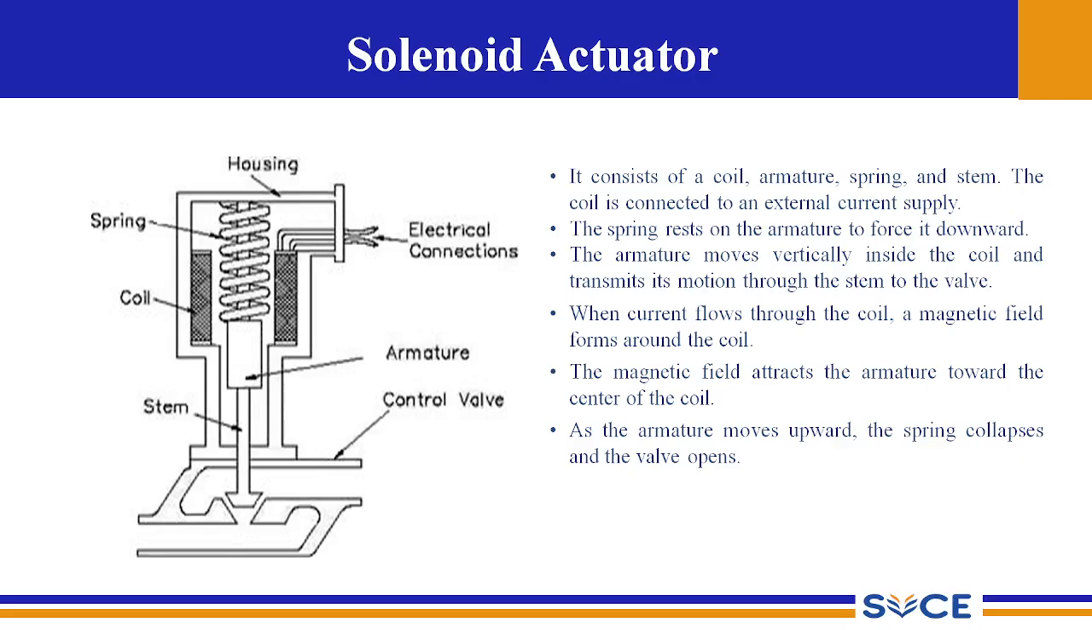Similarly, here in the case of solenoid actuators, you have an electrical connection. That electrical connection will generate a magnetic field. So because of the electromagnetic induction, when the magnetic field is generated, it will attract the armature towards the center of the coil. So when the armature moves up and down, the spring will collapse or release, and the valve opens or closes.